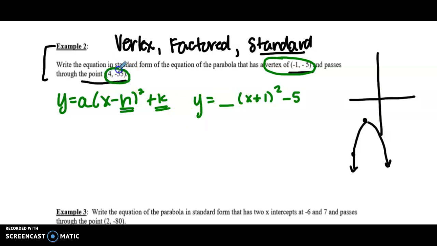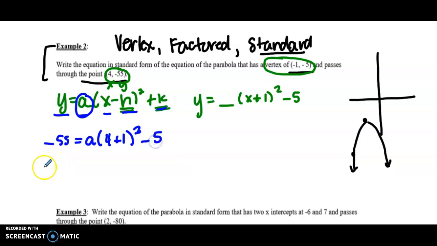Let's notice that we have this point 4, -55. This 4 is my x, and this -55 is my y. So I can fill in everything into my equation: y, x, h, and k, and leave that a there to solve for it, just like we did in class the other day. In place of y, I'm going to put -55. A, I don't know what it is yet. X, I know is 4, because that's a point on my parabola, minus -1, which makes that +1, squared, minus 5. So -55, do your math.